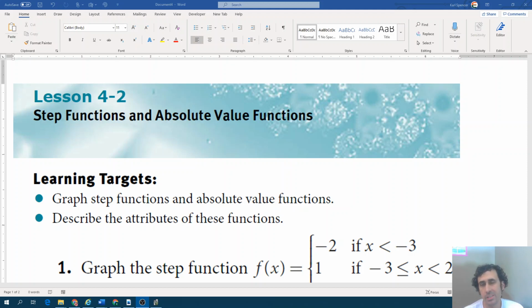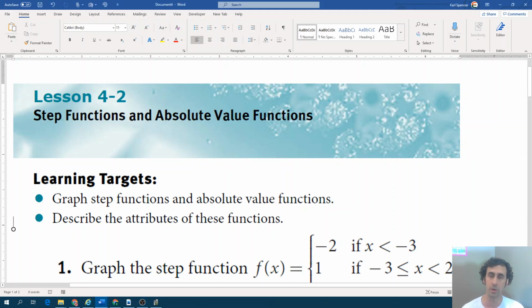So step functions and absolute functions, graphing, are really just a special version of a piecewise function, which we talked about in the previous video. So let us today look at what is a step function, identify both the similarities and the differences between it and a piecewise function, and then we're going to evolve into what is an absolute value function, something we saw before, but now let's see how we graph it and manipulate it.